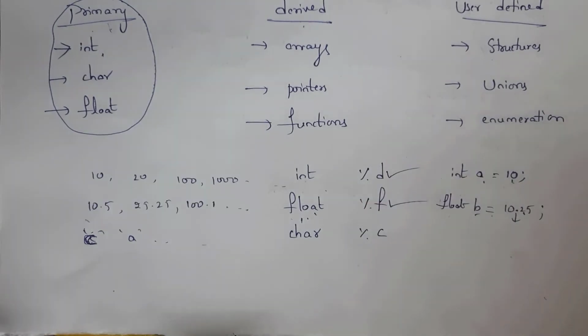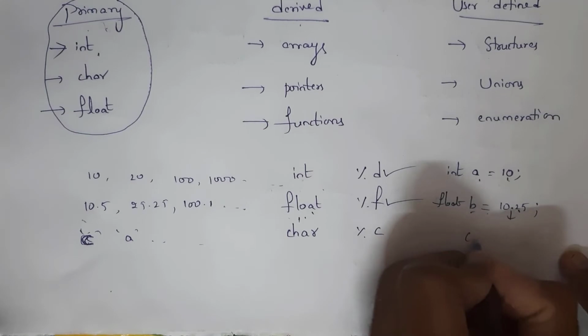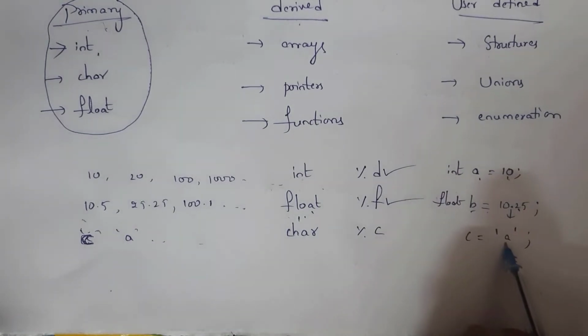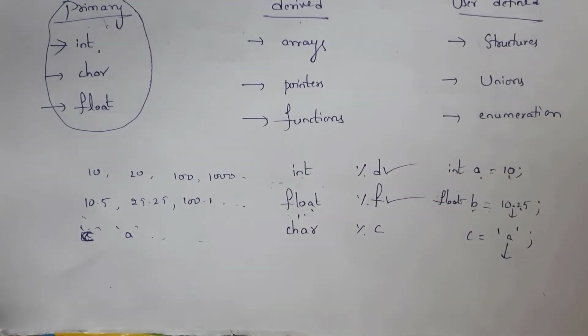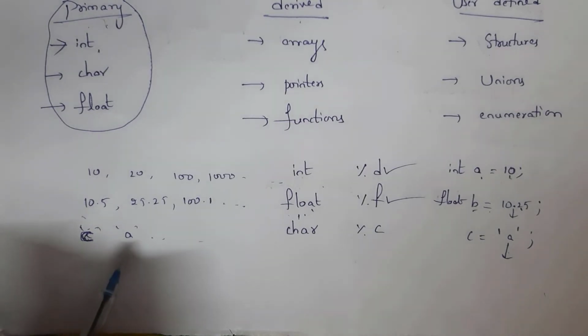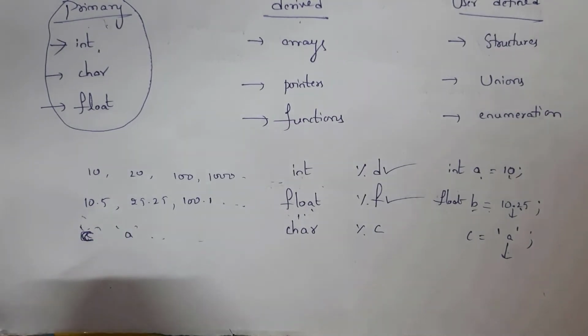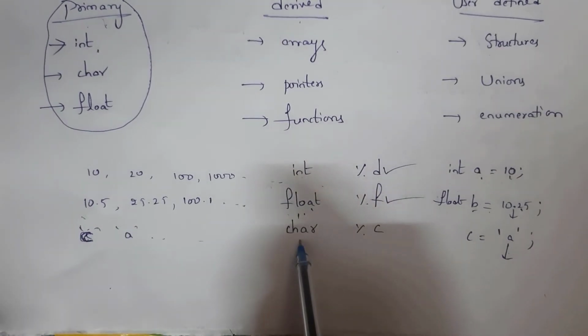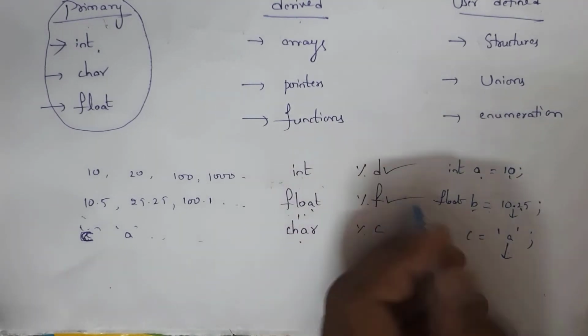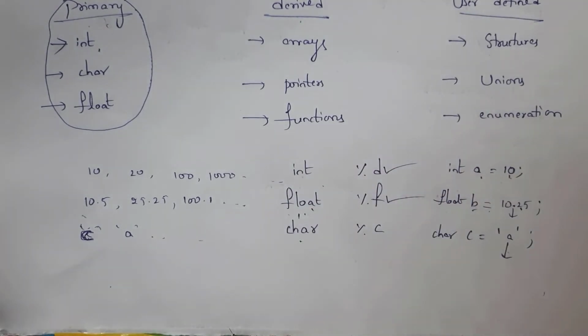For example, if you want to assign any single character to a variable like c equal to a, this a is a character. So whenever you want to assign any character like C, A, D, and so on, then you need to use data type character. Shortly we call it char. You need to use this data type char. And whenever you use character data type, you need to use format specifier %c.